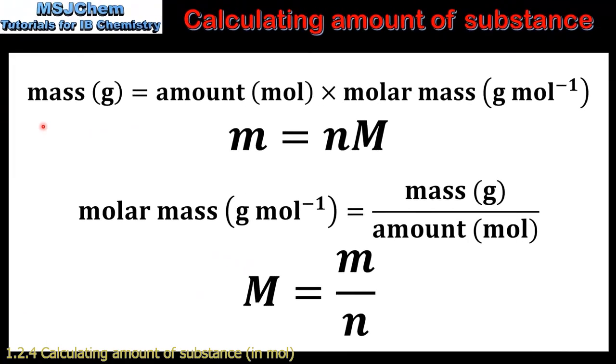The equation that we looked at in the previous slide can be rearranged to calculate either mass in grams or molar mass. To calculate the mass in grams, multiply the amount in moles by the molar mass. And to calculate the molar mass, divide the mass in grams by the amount in moles. We'll look at the use of these equations in a separate video. So next, we look at some examples.